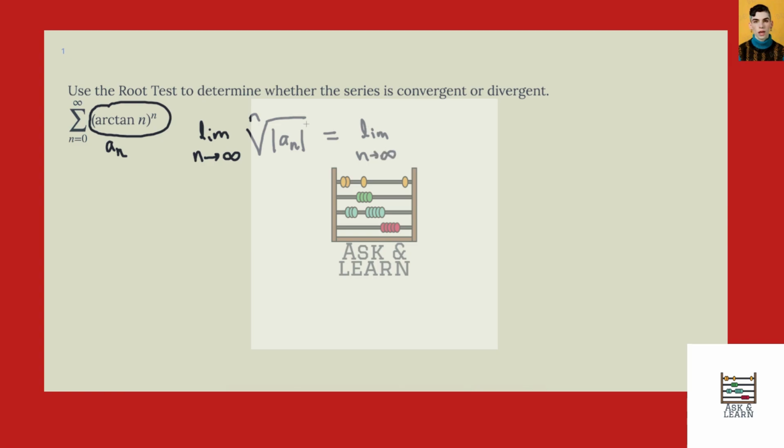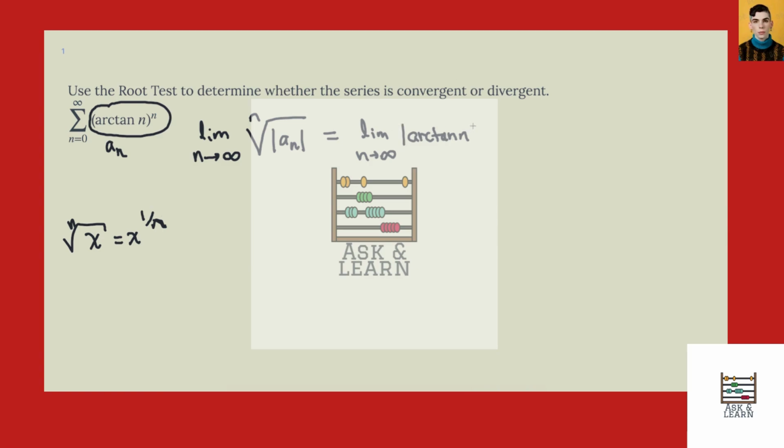So I'll go ahead and use the following fact from algebra regarding the nth root. We could always rewrite this as x to the 1 over n. So I'll go ahead and do that over here in our formula. So I'll have arctan of n to the nth power.